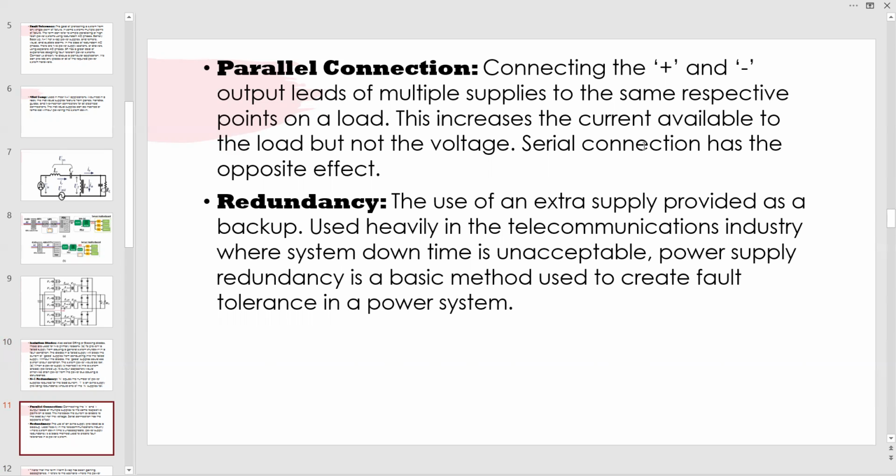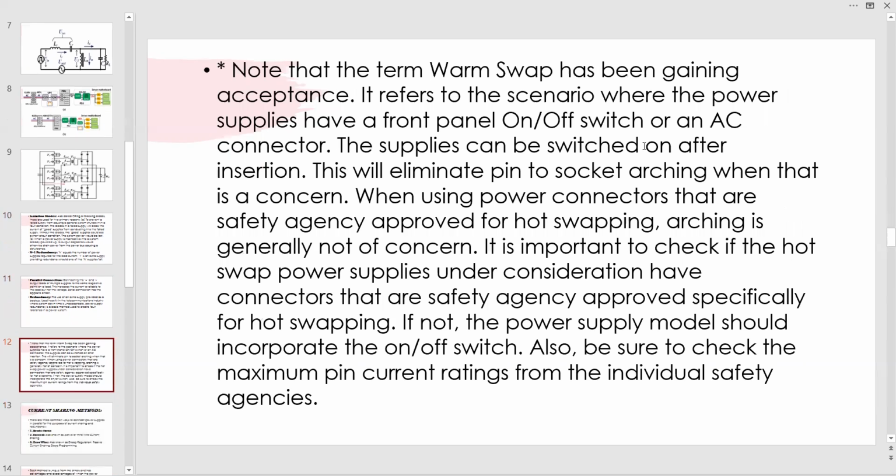Redundancy. The use of an extra supply provided as a backup, used heavily in the telecommunications industry where system downtime is unacceptable. Power supply redundancy is a basic method used to create fault tolerance in a power system.